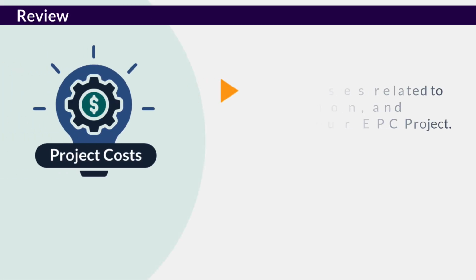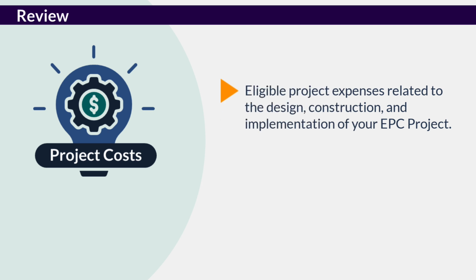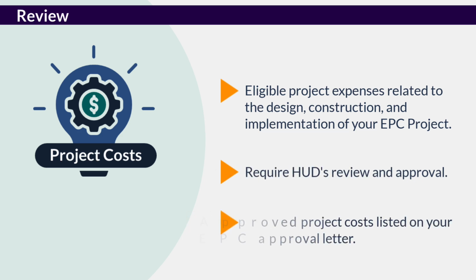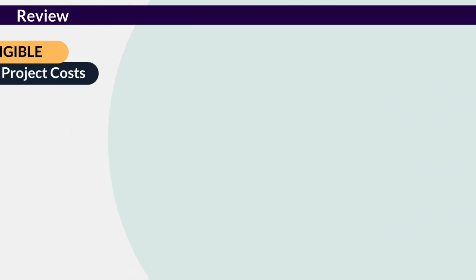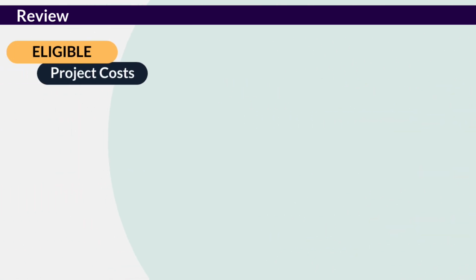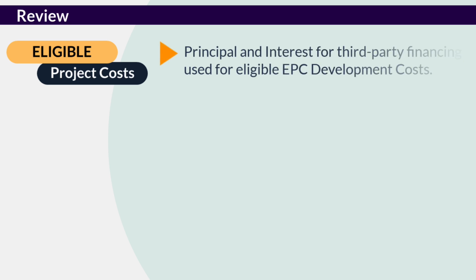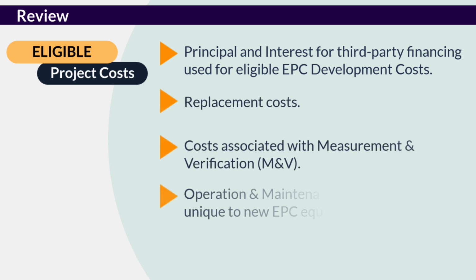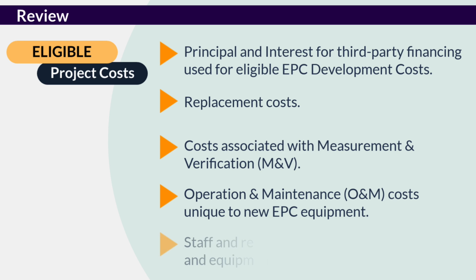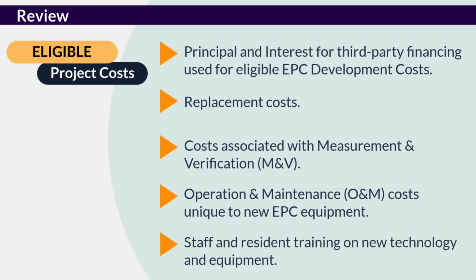Let's review. EPC project costs are eligible project expenses related to the development, construction, and implementation of your EPC project. They are subject to HUD's review and approval. All approved project costs are listed in your EPC approval letter. Examples of eligible EPC project costs may include but are not limited to principal and interest payments on third-party financing for EPC development costs, replacement costs, M&V costs, O&M costs unique to EPC equipment, and staff and resident training on new EPC technology and equipment.